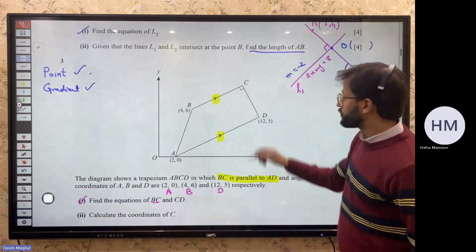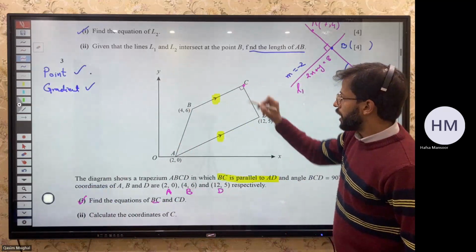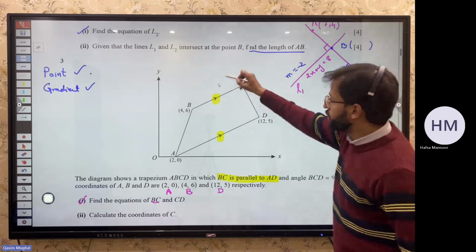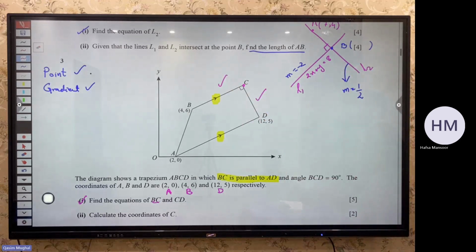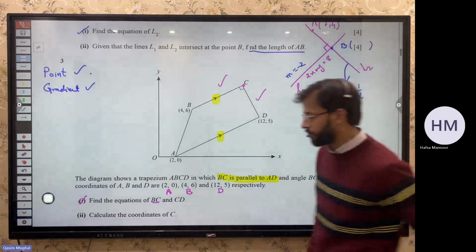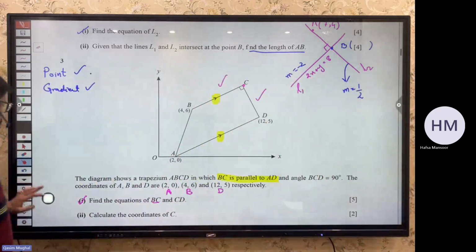Calculate the coordinates of C. You have worked out the equations of BC and CD. C is the intersection of both the lines. Solve simultaneously, you will have the coordinates of C. Will that work?